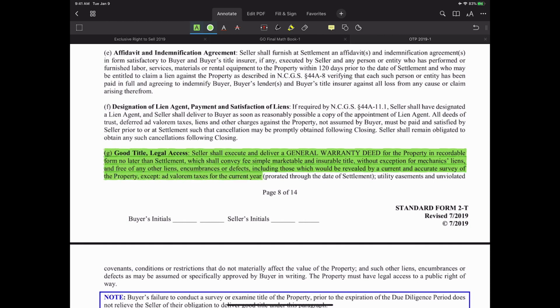Whew, that's a mouthful. So what does that all mean, Chris? Well, it is very important. Going back to the name of the provision, it was seller obligations.